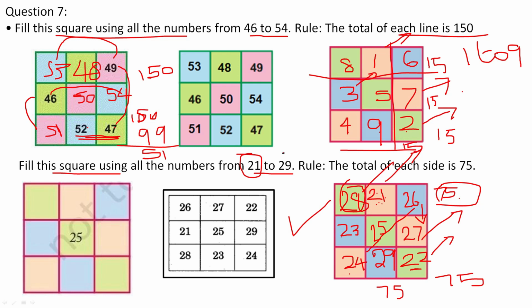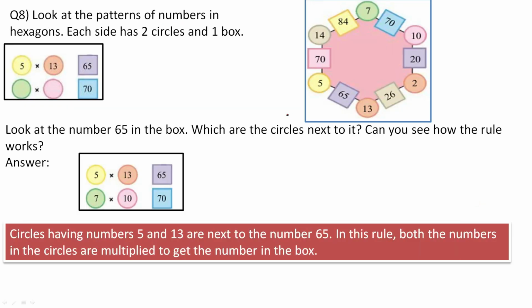So this method you can use for these 9 numbers, 3 cross 3 square. We can use this rule. Now look at the pattern, hexagon.